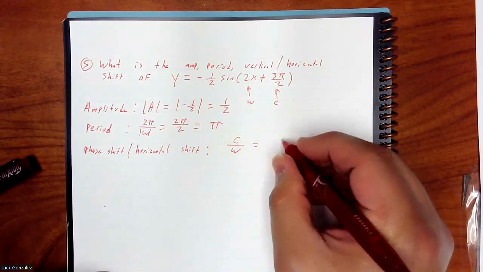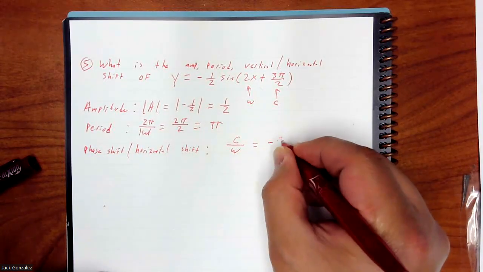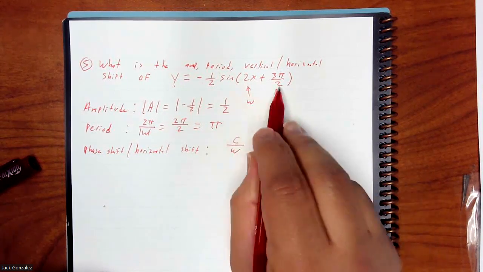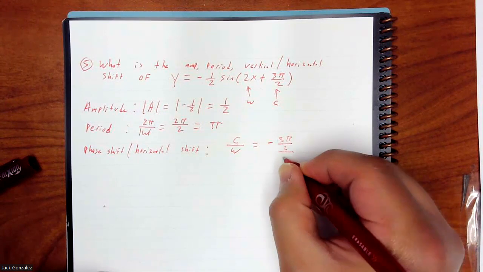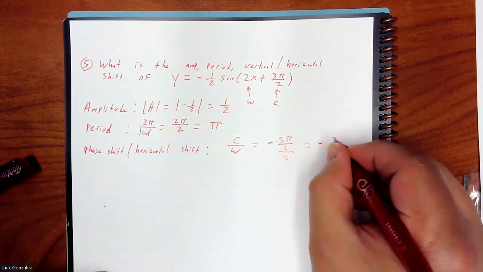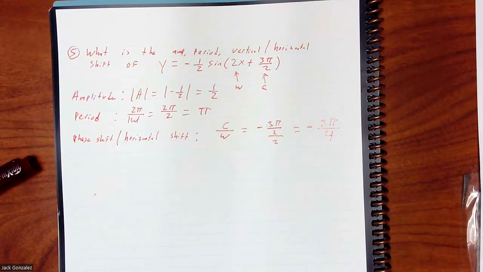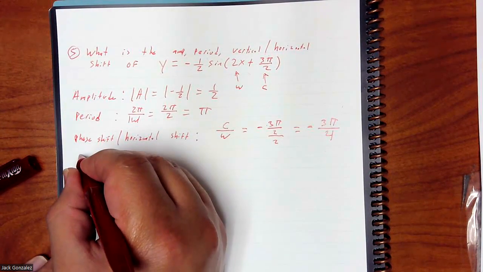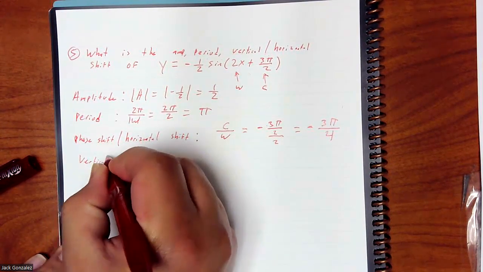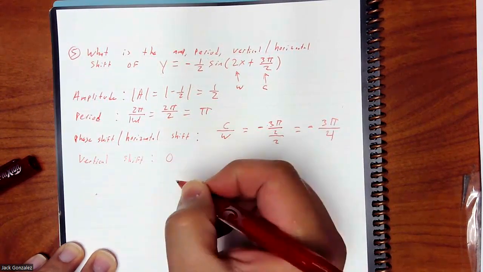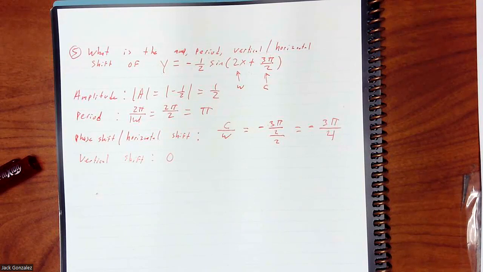So we should have negative 3 pi over 4 when you divide this 2 in here. I'm sure it's on your formula sheet. Vertical shift is just 0. It doesn't move up or down.